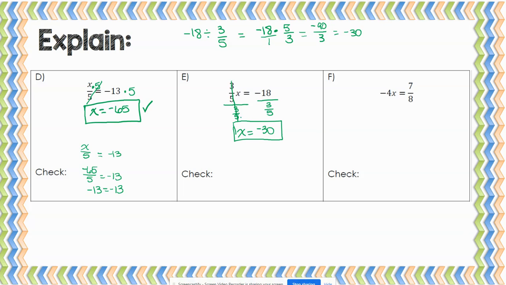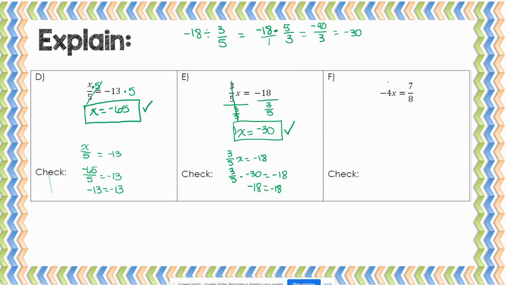I can check that by plugging it into my original equation, which said 3/5 x equals negative 18. Well, 3/5 x means 3/5 times x. And since we said x was negative 30, I would do 3/5 times negative 30 and see if I get negative 18. Well, when I solve 3/5 times negative 30, I do get negative 18. So since these are balanced, my answer of negative 30 is correct.